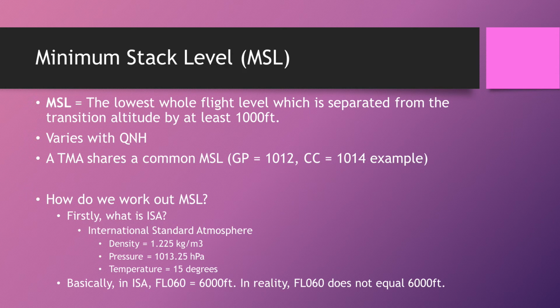So take an example of Manchester and Liverpool. They both lie within the Manchester TMA. Let's just say that Manchester has a QNH of 1014, which would give them an MSL of flight level 60, and Liverpool has a QNH of 1012, which would give them an MSL of flight level 70. Now, we've just said that's two MSLs within the same TMA, but we said that a TMA has a common MSL, so something's wrong.